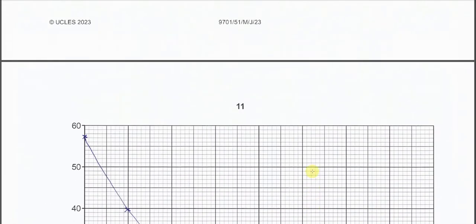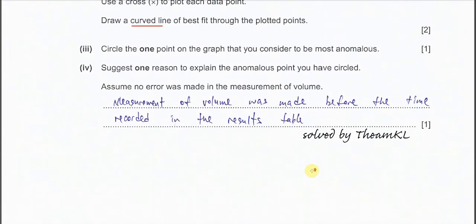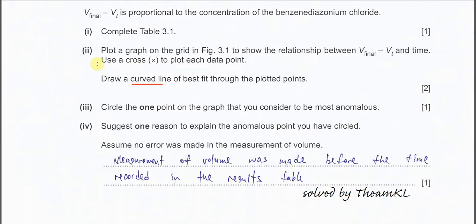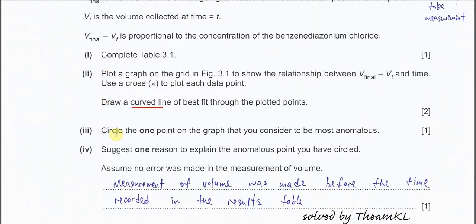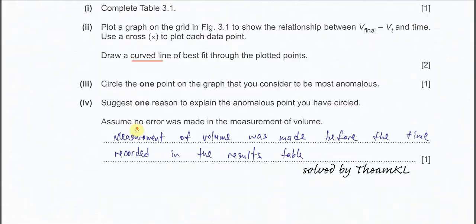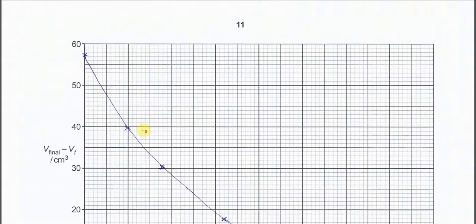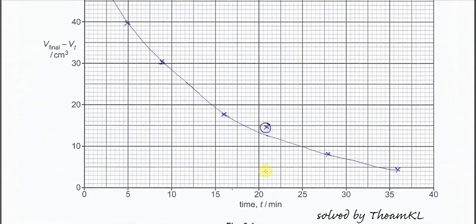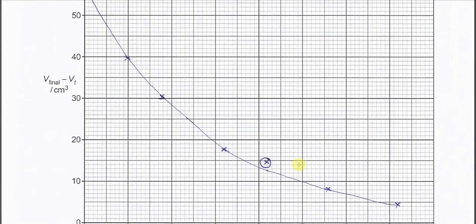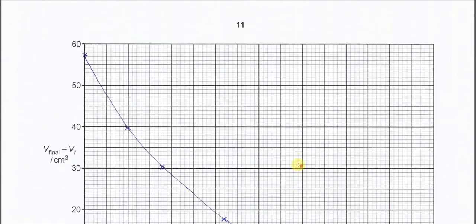Okay, so this one we discuss later. The graph is done already. Part 3, circle 1 point of the graph considered as the anomalous. This one is already done. For my graph, it is the point at 21 minutes, right? Okay, this is the anomalous point.